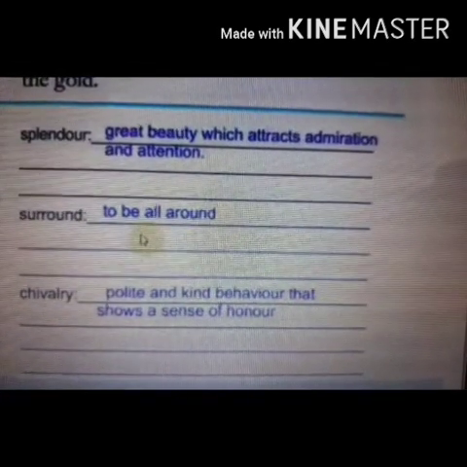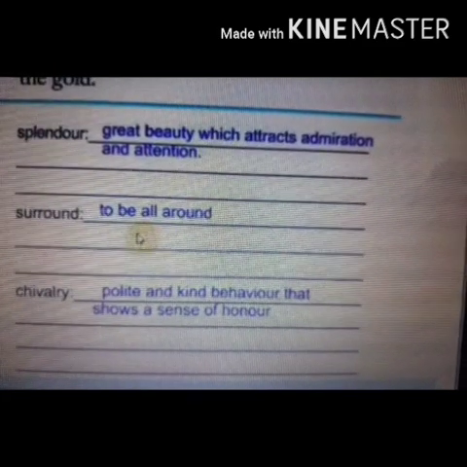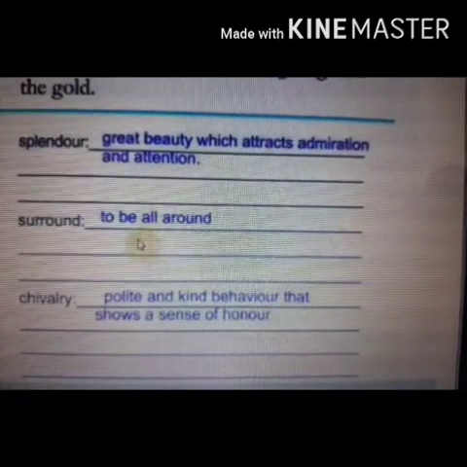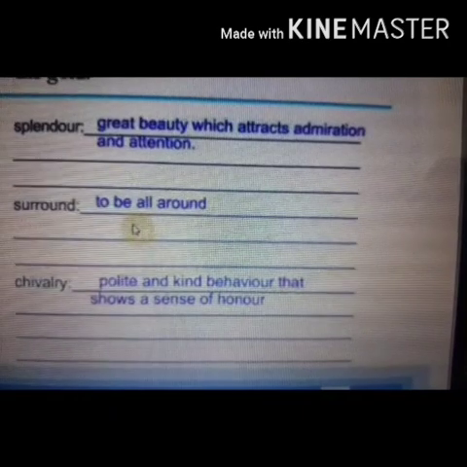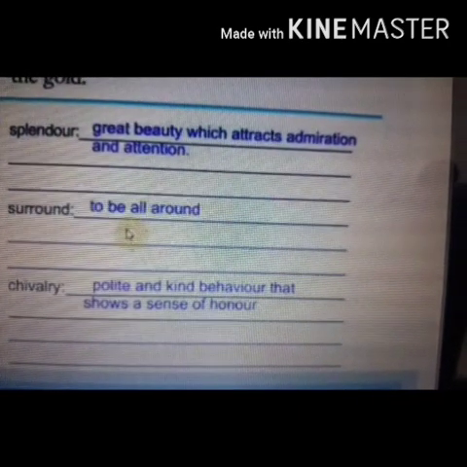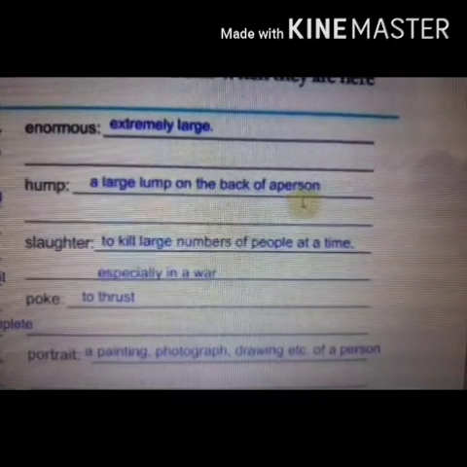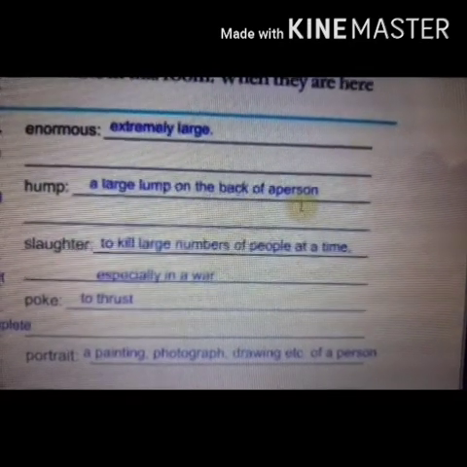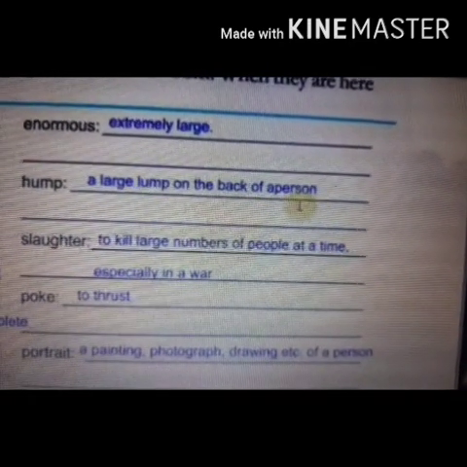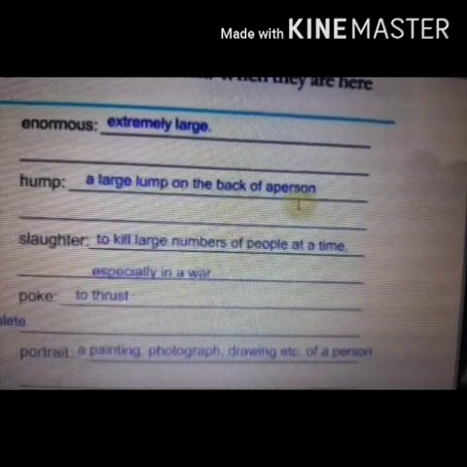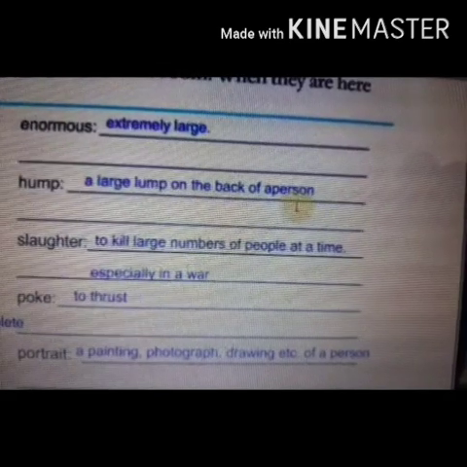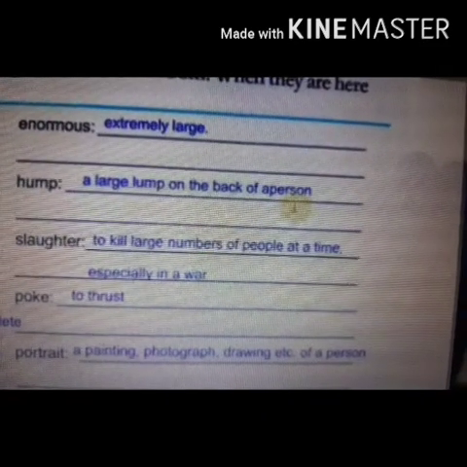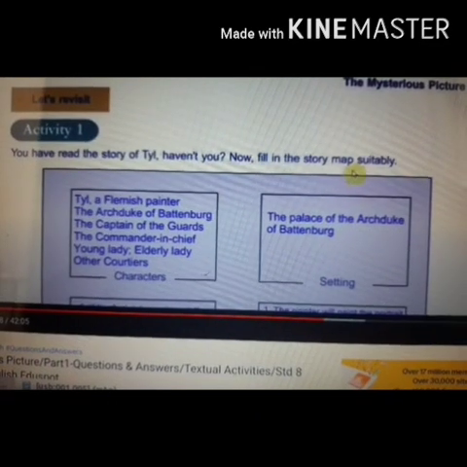Splendor: great beauty which attracts admiration and attention. Surround: to be all around. Chivalry: polite and kind behavior that shows a sense of humor. Enormous: extremely large. Hump: a large lump on the back of a person. Slaughter: to kill large numbers of people at a time, especially in a war. Poke: to thrust. Portrait: a painting, photograph, drawing, etc. of a person. Now let's go to activity 1.